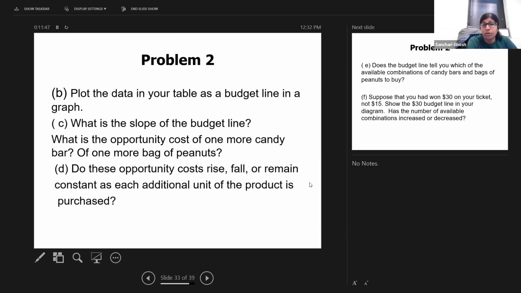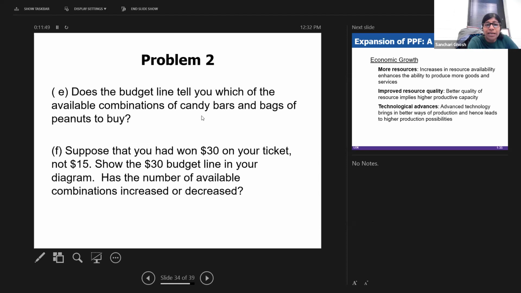So that's how opportunity cost is defined. Does the budget line tell you which of the available combinations of candy bars and bags of peanuts to buy? No, it's only telling me that these are available. The budget line never gives us information on that. And this is a very important point about the budget line, which just gives you that slope and the line itself. It never tells you the optimal combination.